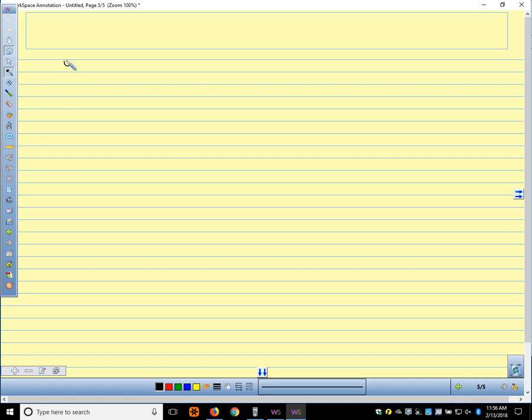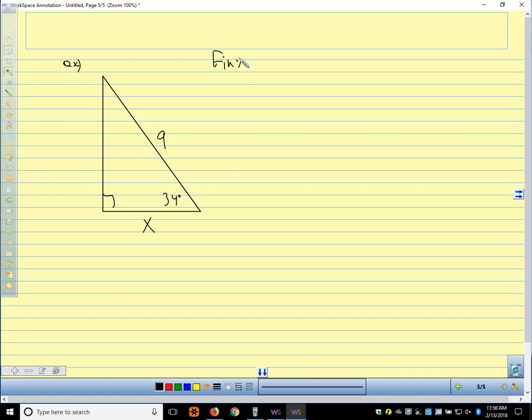Here's my triangle. I'm going to say this is a 90-degree angle, 34 degrees, x, and 9. And we want to find x. All right, so let's label this. Is 9 the opposite, the adjacent, or the hypotenuse? 9 is the hypotenuse. And the angle that we're interested in is this 34-degree angle. So is x the opposite or the adjacent side? It's the adjacent. It's next to.